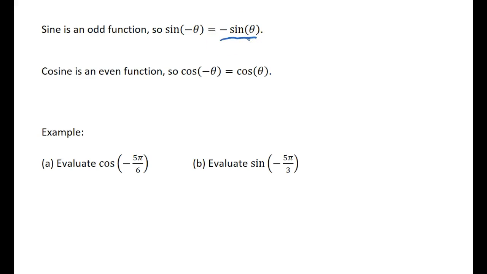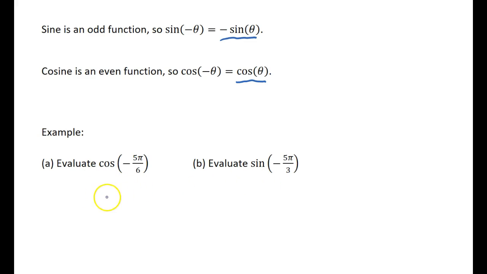Sine is an odd function, so that means that the sine of a negative theta is equal to the negative of the sine of positive theta. Cosine is an even function, so that means the cosine of a negative theta is equal to the positive cosine of positive theta. So if we know those two rules, then we can evaluate sine and cosine of negative angles.